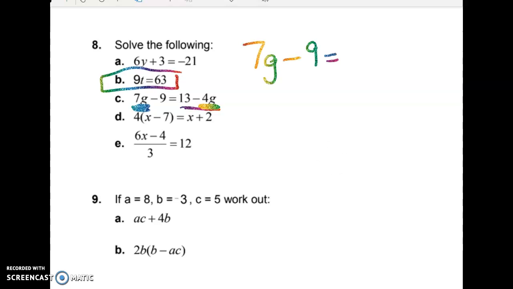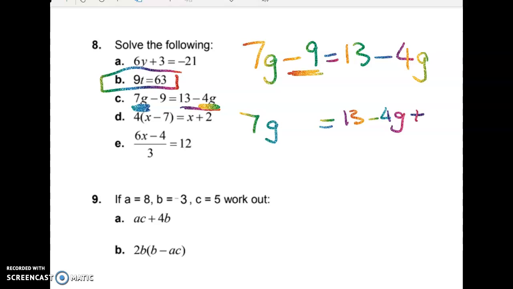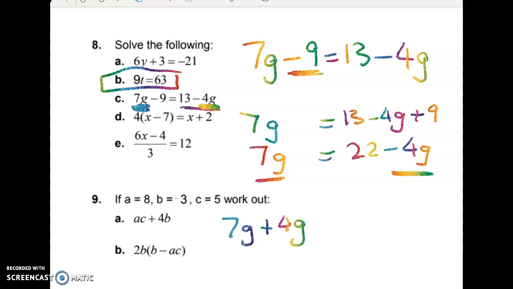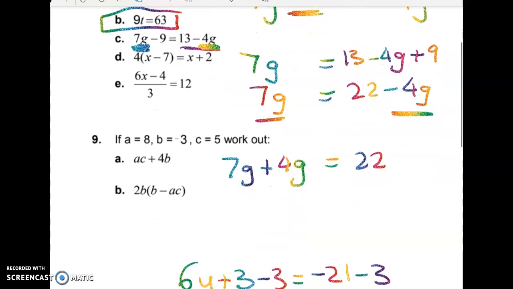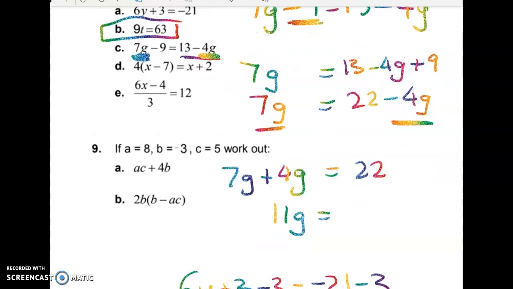7g take away 9 is equal to 13 minus 4g. The first thing that I'm going to do is add 9 to both sides. That gives me 7g is equal to 13 minus 4g plus 9. Cleaning that up gives me 22 minus 4g. Next, I've got 7g here, and I've got take away 4g here. I'm going to add 4g to both sides, and that will give me 7g plus 4g is equal to 22. Collecting up like terms gives me 11g equals 22. Now I divide both sides by 11, and I get g is equal to 2.